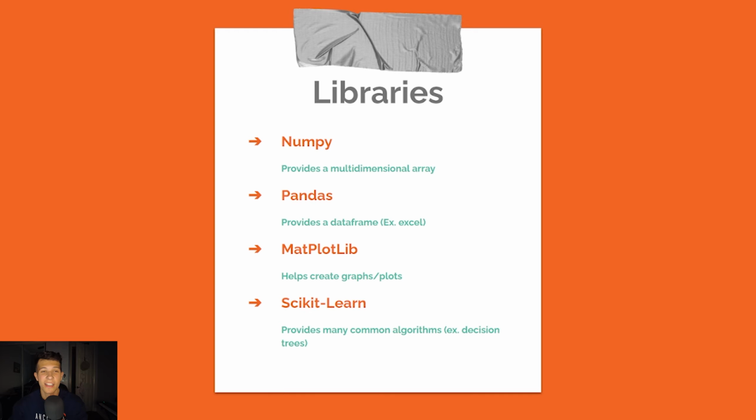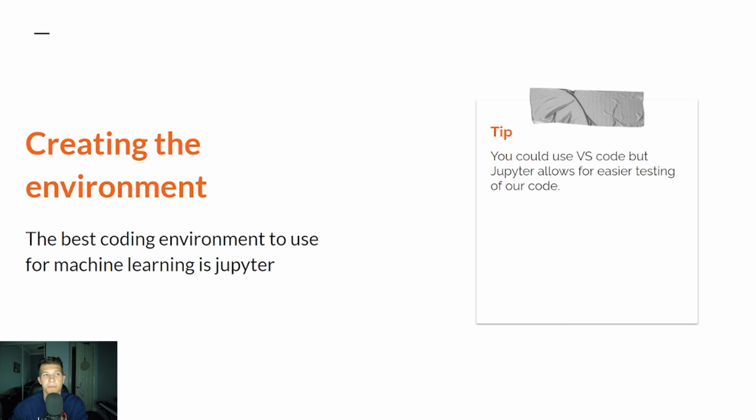And then we got scikit-learn. It provides many common algorithms like decision trees, which just allows us to be able to say, if this happens, these are your choices. This is what you should look at. This is what problems you should take a look at and to come up with a correct answer.